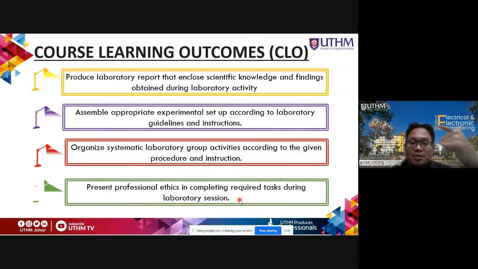Someone may ask: sir, how do you actually assess the professional ethic or the discipline, because we don't have those physical exercises, we do not enter the real lab? Yes, your report and your demonstration later on, I will explain. The dates you submit, not later than the due date, will all reflect how professional and how disciplined you are, even though we cannot see in real life the exercises you are doing.